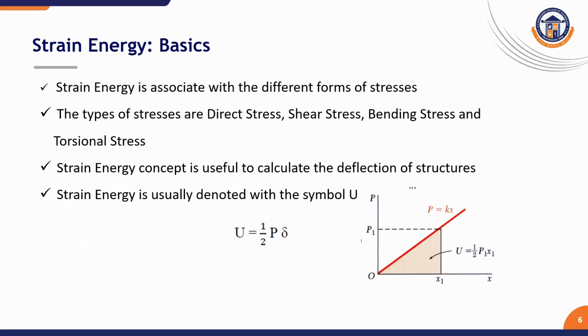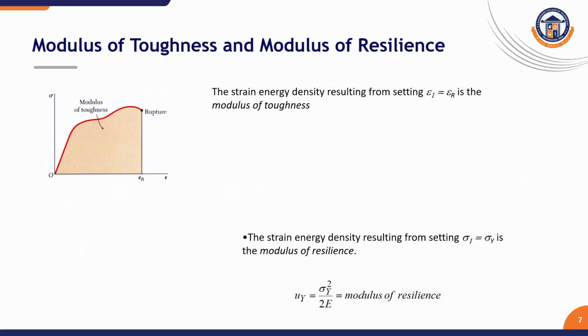So the strain energy is associated with different forms of stresses. The types of stresses are direct stress, shear stress, bending stress, and torsional stress. The strain energy concept is useful to calculate the deflections of structures, and it is denoted by the letter, as I already said, U, and U equal to half of P into delta.